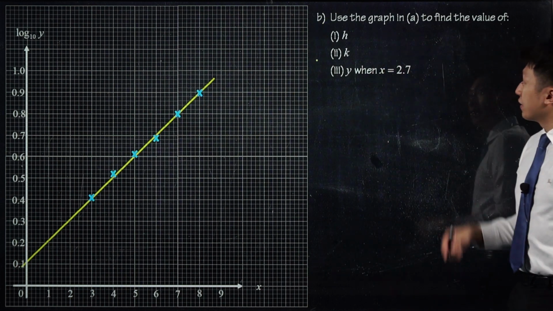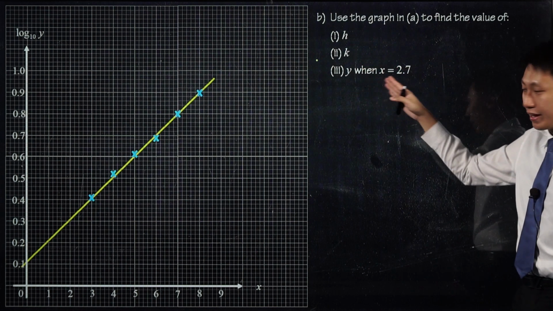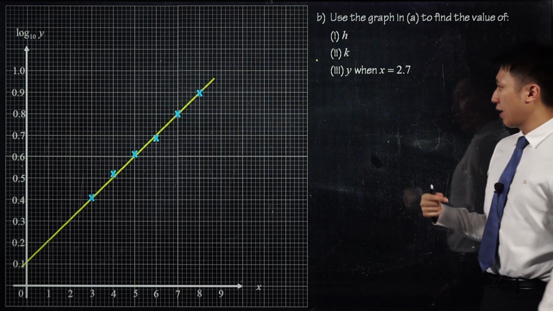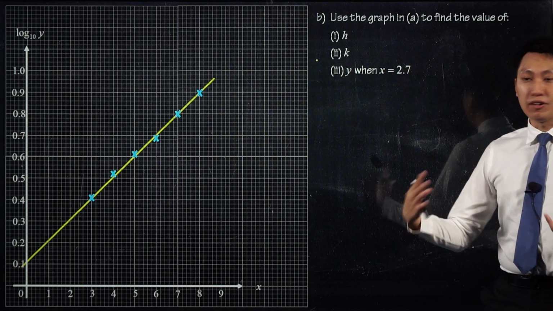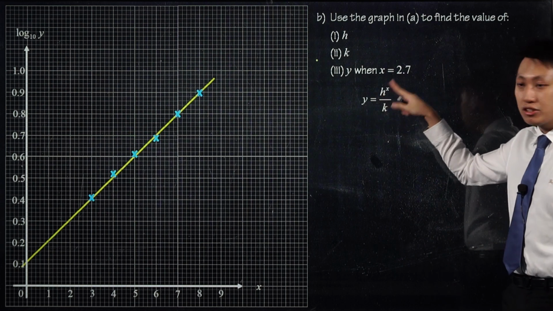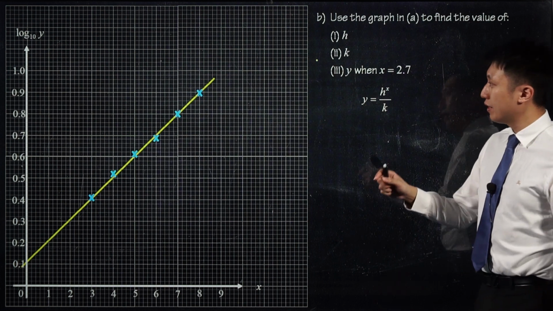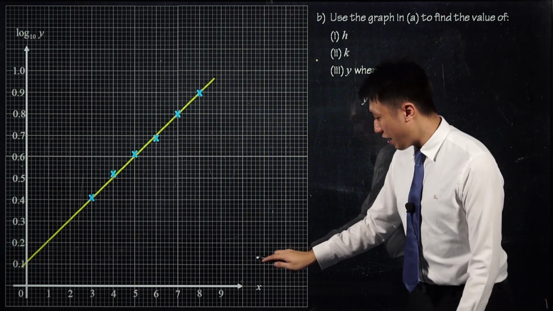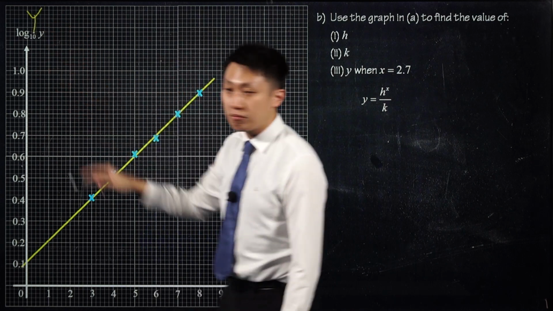Okay, use the graph in A to find the value of h and k and also y when x is equal to 2.7. Okay, so now in the question, we are given in terms of an index form. So y is equal to h to the power x divided by k. Then here, the problem is that we have this one as our x and this one as our y.